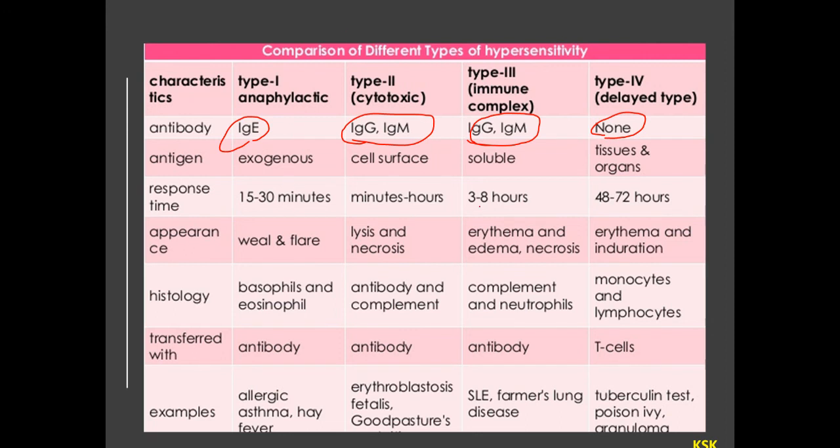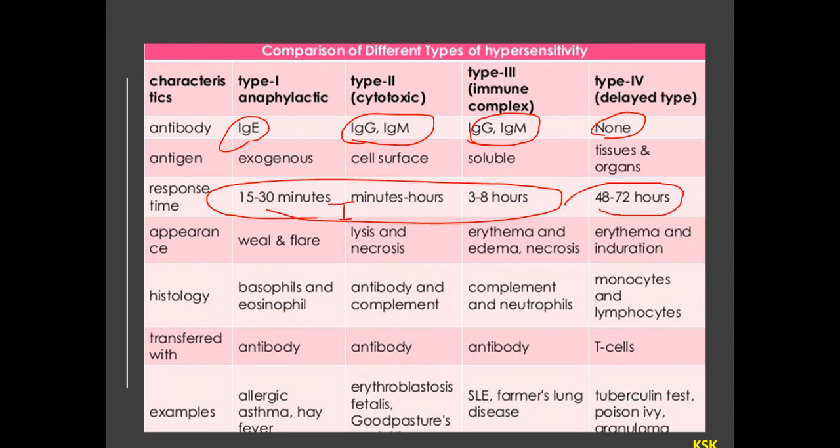Whereas type 1, type 2 and type 3 occur within minutes or within one day, hence these are known as the immediate ones. Whereas type 4 takes so much time, hence it is known as the delayed one. During type 1, wheal and flare reaction occurs, necrosis occurs and edema occurs. Whereas in type 4, there are erythema and induration. These are the various types of cells to which antigens attach. Finally, when the antigens attach to the cells, antibodies are released in type 1, type 2 and type 3, whereas the T cells get activated in type 4.